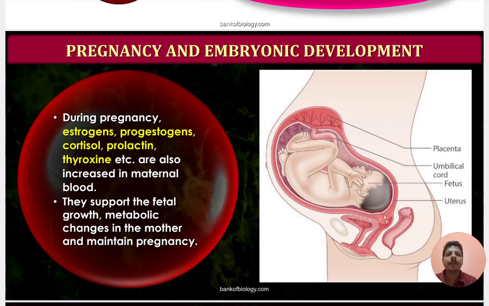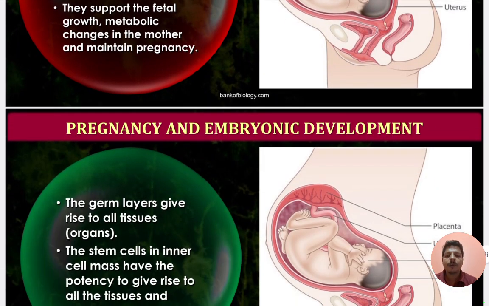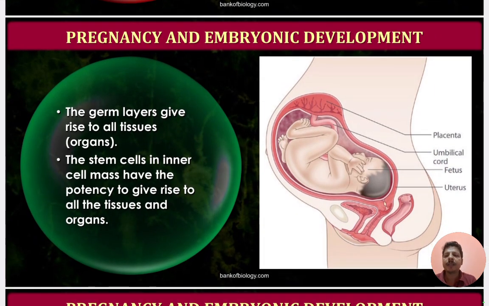Next, you can see during pregnancy, estrogen, progesterone, cortisol, prolactin, thyroxine, etc. are also increased in the maternal blood. They support the fetal growth, metabolic changes in the mother and maintain pregnancy. Next, the germ layers give rise to all tissues or organs. We already know 3 germ layers are there: endoderm, ectoderm and mesoderm. The stem cells in the inner cell mass have the potency to give rise to all the tissues and organs.